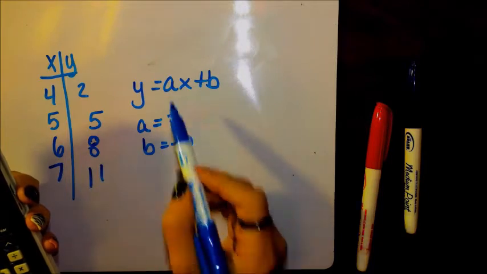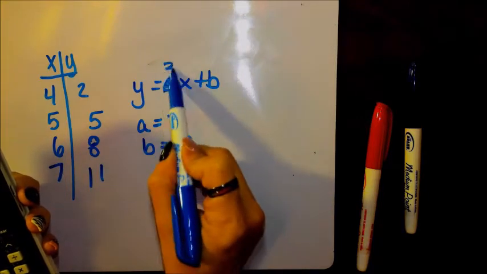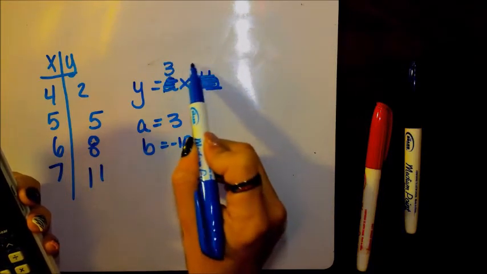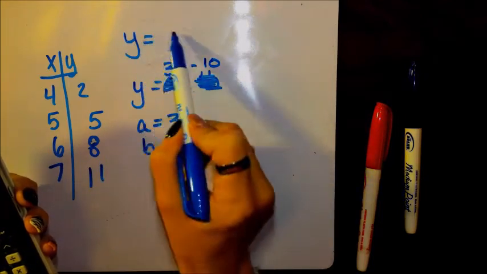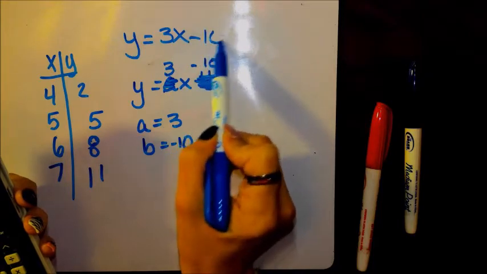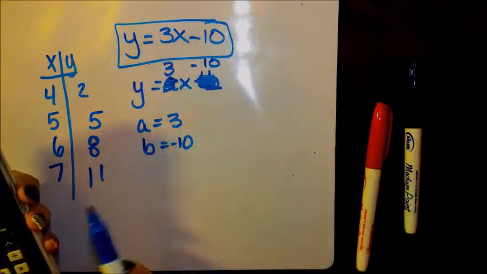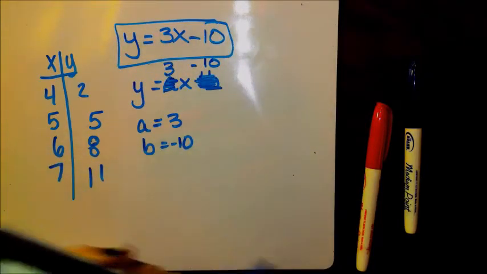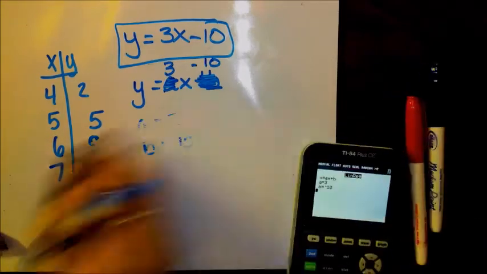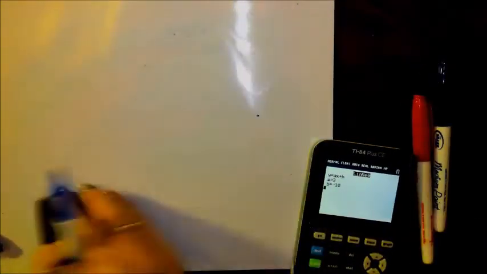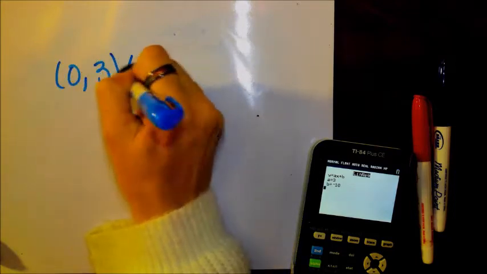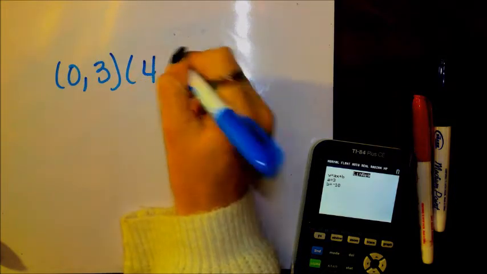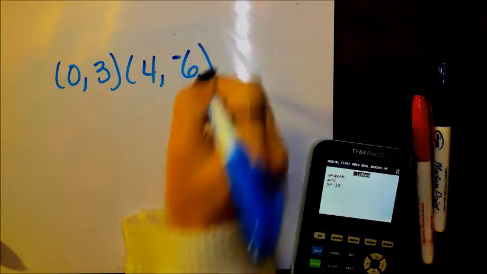So I'm just going to substitute. A is 3 and b is negative 10. If I wanted to write it a little neater, it'd be y equals 3x minus 10. And I wrote the equation of the line. So if I give you a table, just plug it into your calculator.